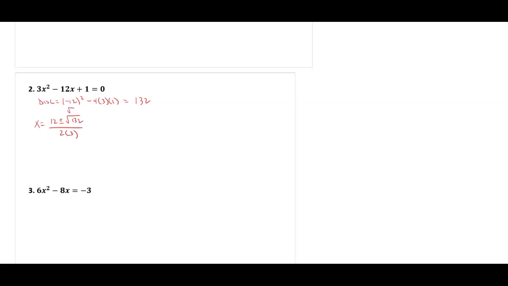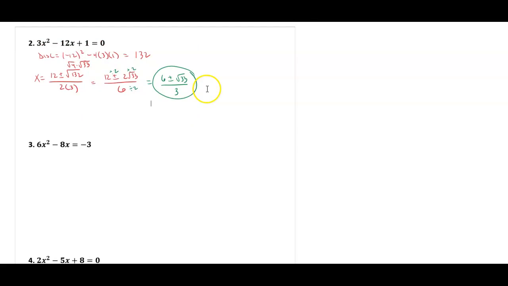The square root of 132 is the square root of 4 times the square root of 33. So this becomes 12 plus or minus 2 root 33 all over 6. Now, each of these can be divided by 2. So I divide everything by 2, and I would get 6 plus or minus the square root of 33 all over 3. And I am done.